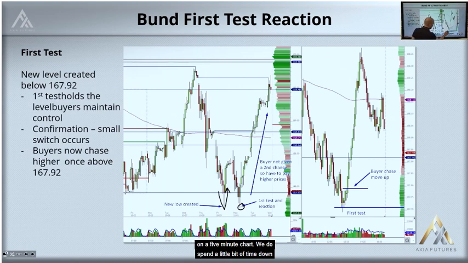And this is what it looks like on a 5-minute chart. So we do spend a little bit of time down there on a 5-minute. And this is where the sort of balance is coming in again. Sellers come down. Once more, buyers retain that strength. They push back, push back, push back. You get a mini switch that comes in just here. And then the key to this is to break above 167.92. Once you get above 167.92, this is where the reaction to the level is confirmed.